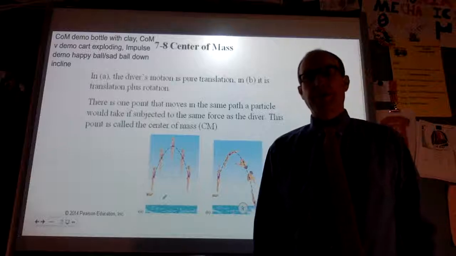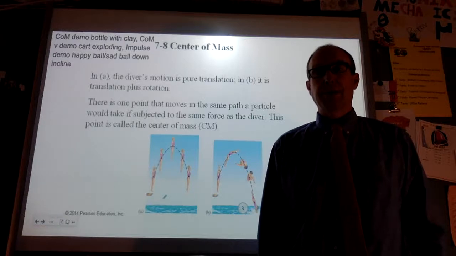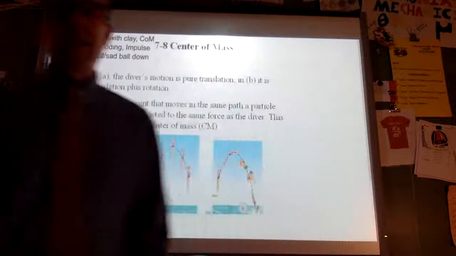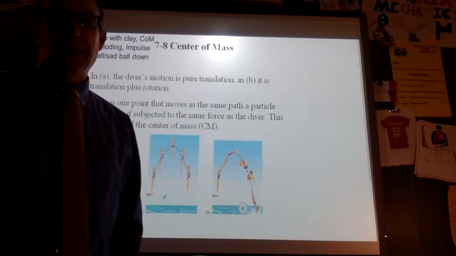About center of mass, even though it doesn't really fit in this chapter because it affects orbits and gravitation. So an object's center of mass is where we can consider all of the mass to be acting.